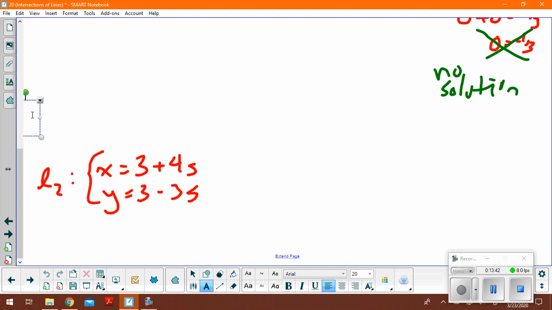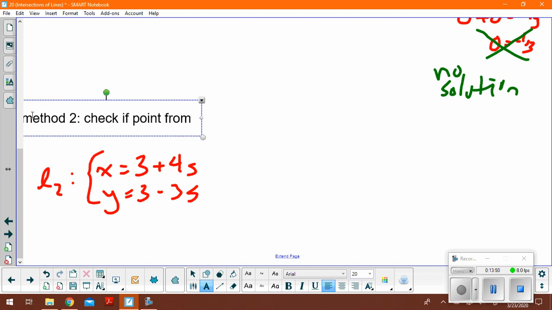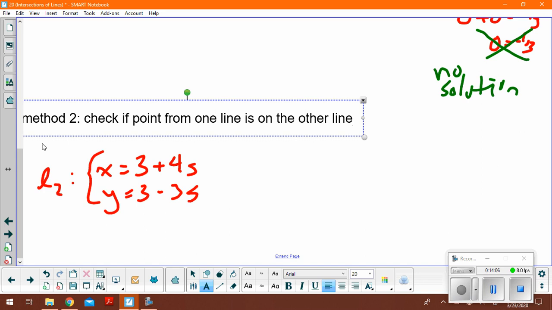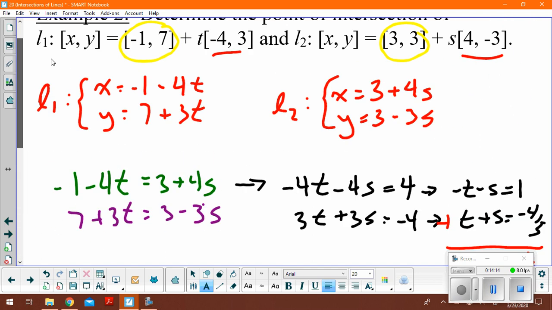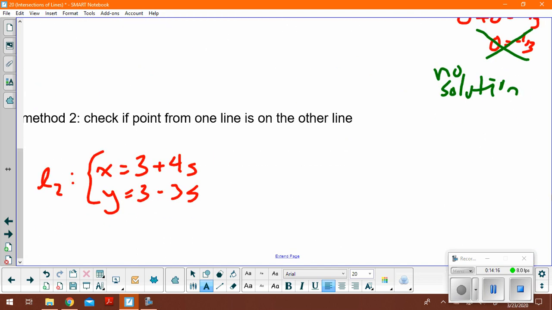Let's write this in here. So method 2: check if a point from one line is on the other line. So this is line 2, line 1, the point -1 and 7. This is something we did earlier on.